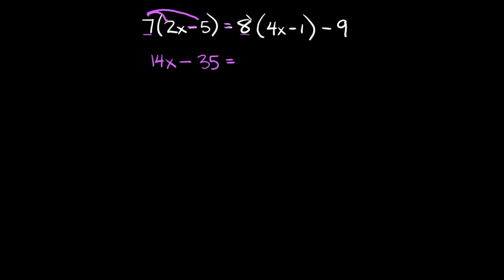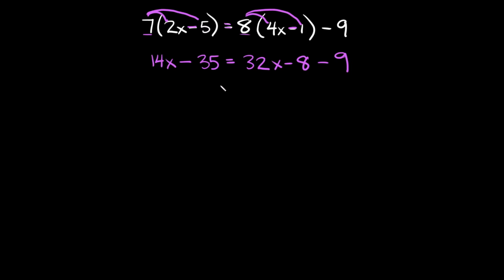So this 8, we're going to multiply by the 4x and then by the 1. So 8 times 4x is equal to 32x, okay? And then 8 times 1 is just 8. And then again, since we're subtracting here, we're going to subtract right there, okay? And then we're going to bring down this last part, the minus 9.